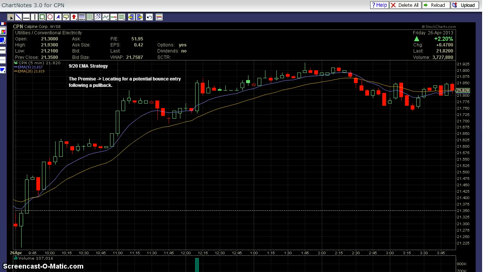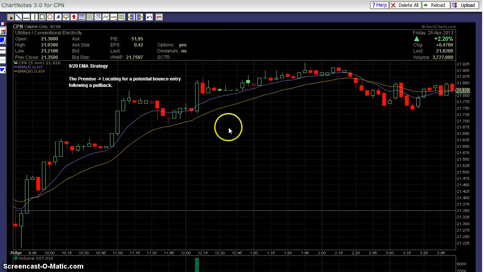So, the chart I've pulled up is CPN, and it is from April 26. The only indicators that I used are the 9 EMA, which is in blue, and the 20 EMA, which is in gold. And I've also got volume below the screen, but that's not important. All you need is a 5-minute chart with these two EMAs.